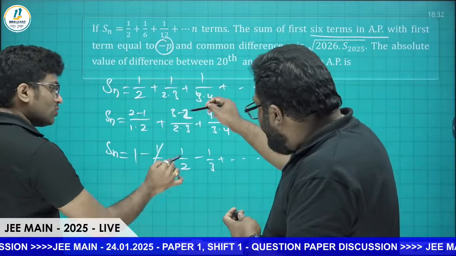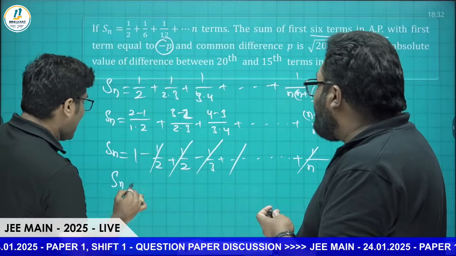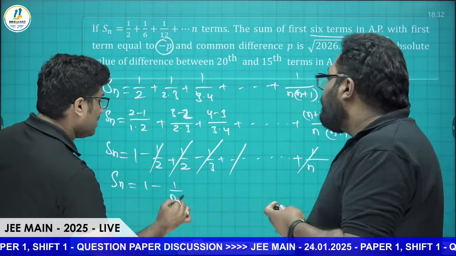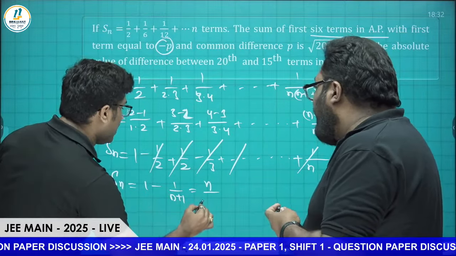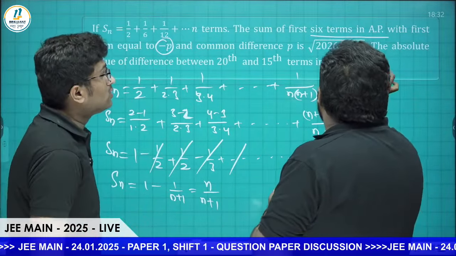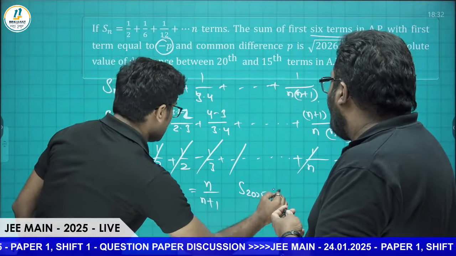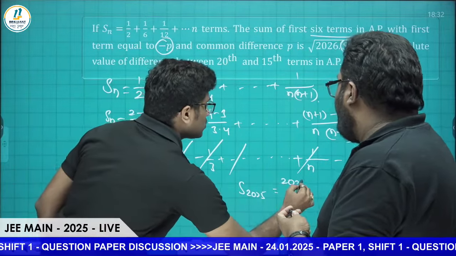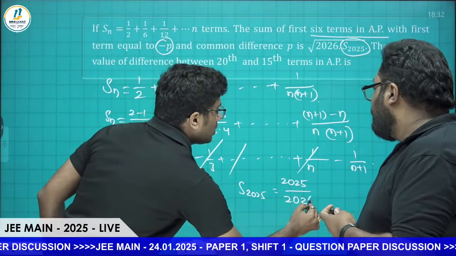Now dear friends, minus 1 by 2 plus 1 by 2 minus 1 by 3 and so on. Only the first and last term will remain. So n plus 1 minus 1, which is n divided by n plus 1. Now they are asking us S 2025. So S 2025 is equal to n divided by n plus 1, that is 2025 divided by 2025 plus 1, which is 2026.